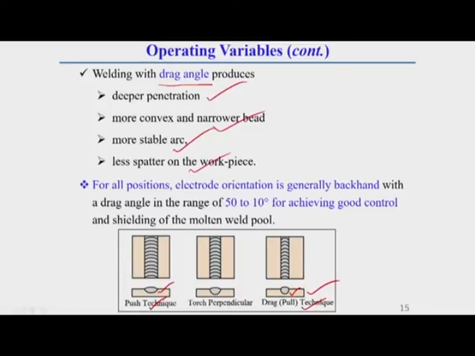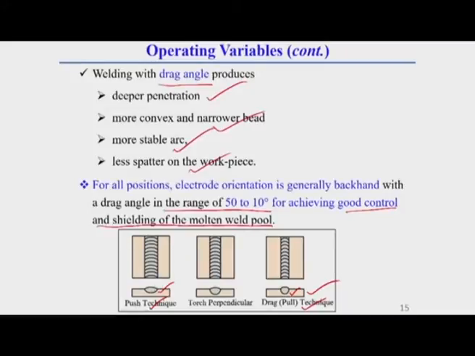So for all positions, the electrode orientation is backhand with a drag angle in the range of 5 to 10 degrees for achieving good control and shielding of the molten weld pool. So for achieving good control of the molten weld pool as well as shielding of the molten weld pool, for backhand welding we should keep our torch within a range of 10 to 50 degrees. Then there is better control of shielding as well as better control of the weld bead.